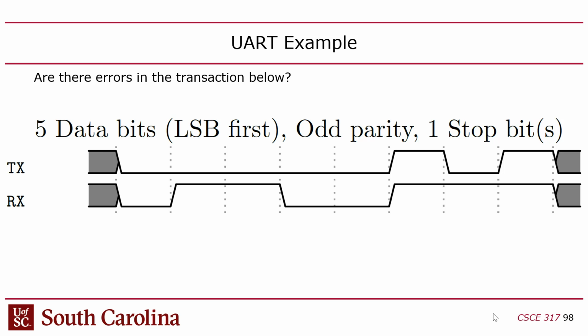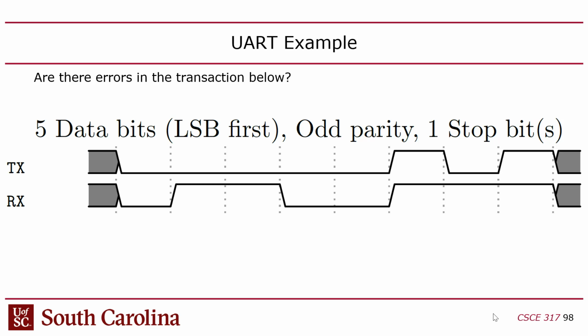Now, keep in mind that there could still be errors if there are 2 bit flips. There could be 2 errors, in which case parity wouldn't be enough. There'd be too many errors for parity to detect, right? Parity can only detect up to 1 error. So I should have said, are there errors in the transaction that are detectable by parity?